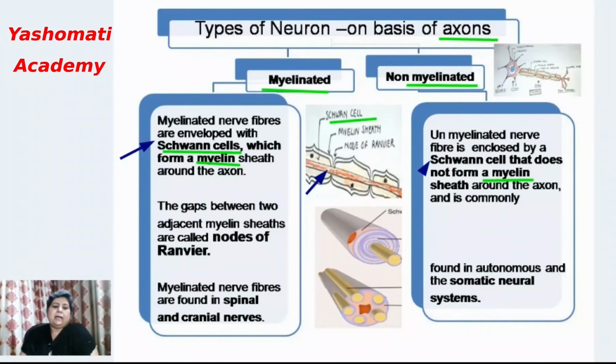Now, even in myelinated neurons, there are certain gaps where the myelin sheath may not be present. These gaps where the myelin sheath is not present are called the nodes of Ranvier. They are present in myelinated axons because non-myelinated axons do not have a myelin sheath, so there is no question of having nodes of Ranvier there. These nodes of Ranvier play an important role in conduction of impulse because these are the places where the concentration gradient appears.